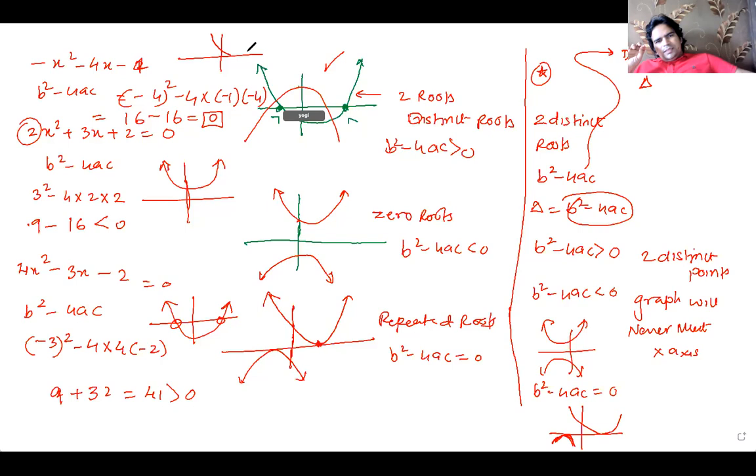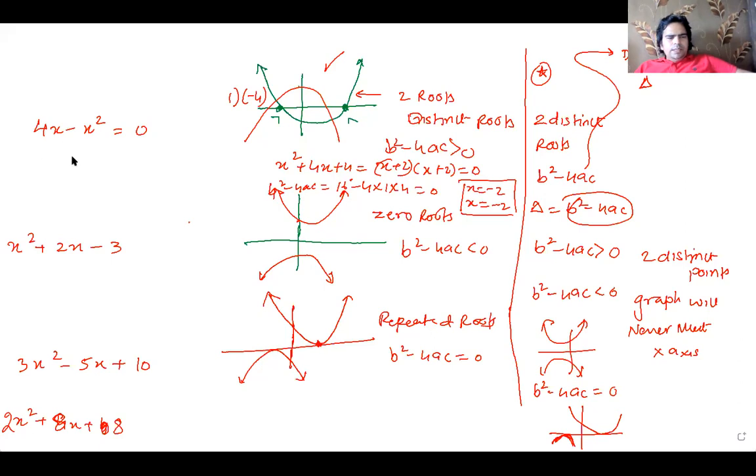So in this case, you'll notice that the graph is actually touching the x-axis, something like here or like here. Obviously, you can see that the coefficient of x squared is negative, so it will be the other way around, which is an downward-opening parabola. So this is the basic interpretation of how to use the discriminant to figure out how many points the graph is going to cross the x-axis.